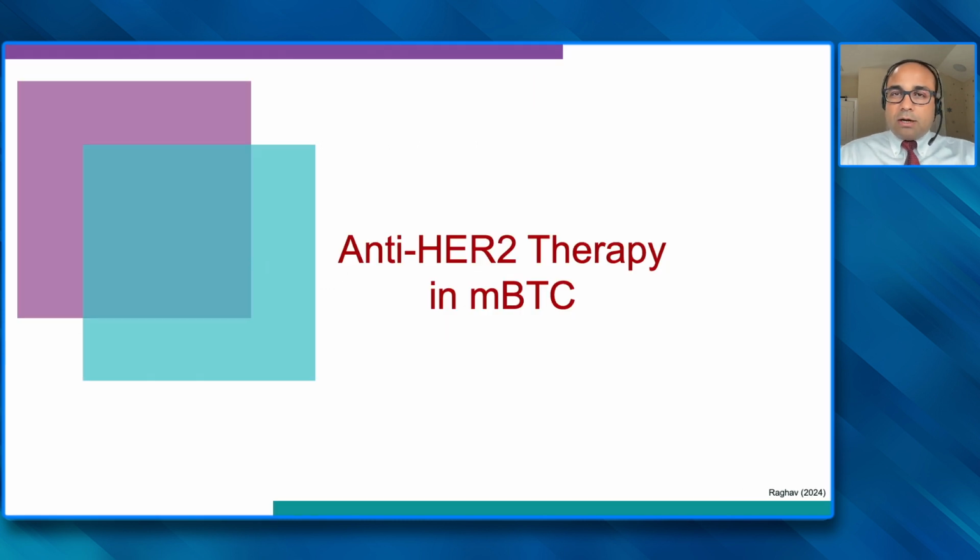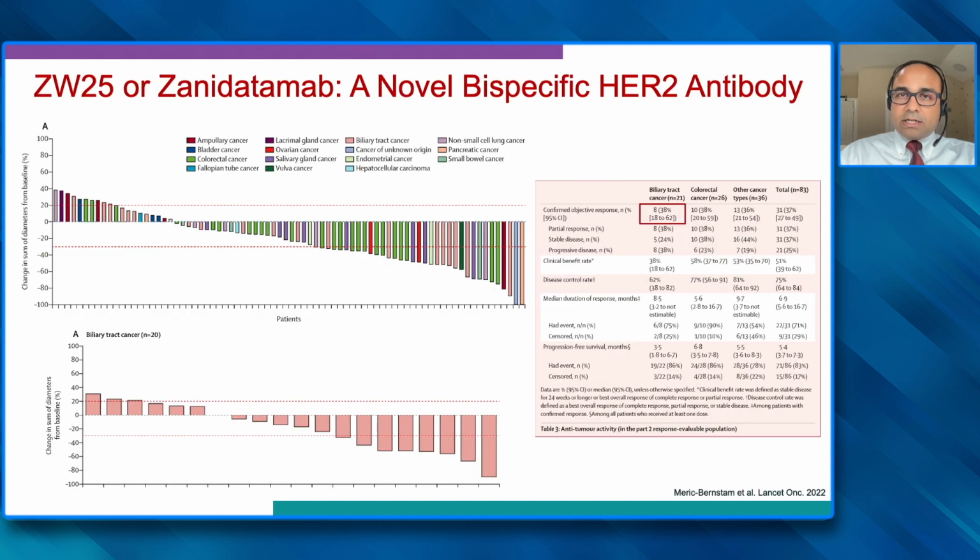So I'm going to now pivot gears, move on to metastatic biliary tract cancers. Very much the similar line of development, but the agent that we are going to start with is zanidatamab, or ZW25. This is a novel bispecific HER2 antibody. So in a way, this is also a continuation of the dual anti-HER2 inhibition strategy. And in metastatic biliary tract cancers, heavily pretreated, you can find there was a response rate of 38% in patients that were HER2 positive.